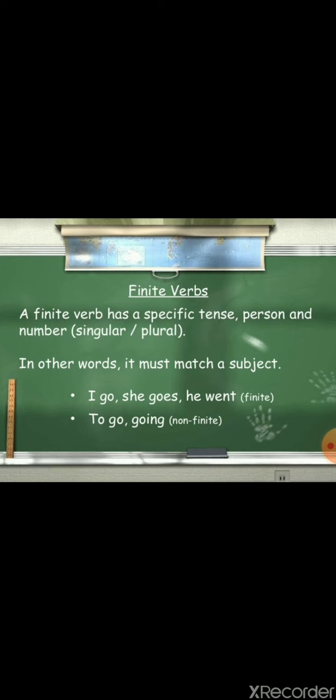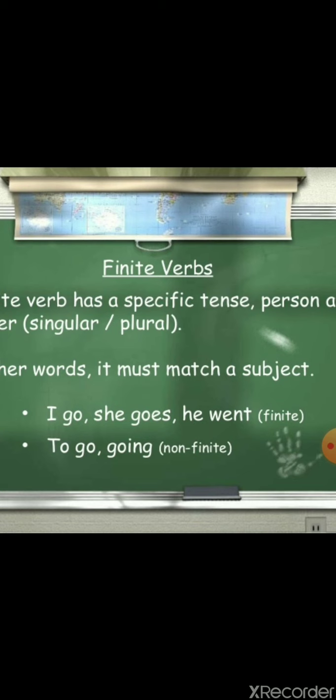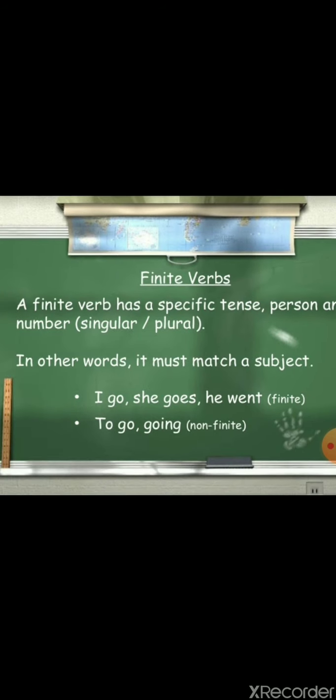So I go, she goes, he went. Finite verbs. To go, going: non-finite. Non-finite means not adjusted, but finite means adjusted, changeable. I go, she goes. Verb form changed. He went. Go, went, gone. With he, we have changed. But to go will remain to go, to like, to dance, to eat. It will never change shape. The to will be there. So that is why they are known as non-finite.